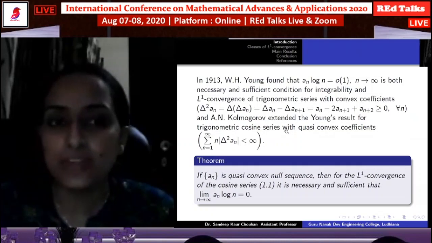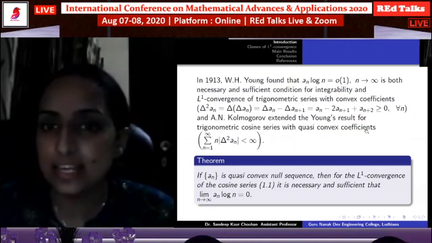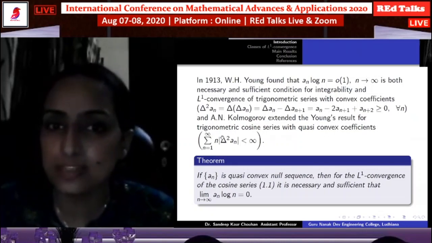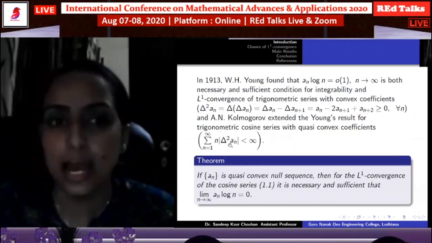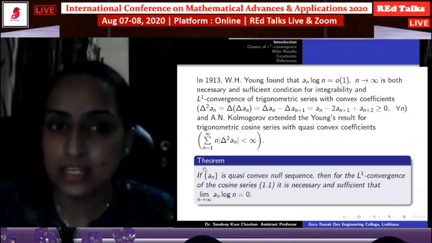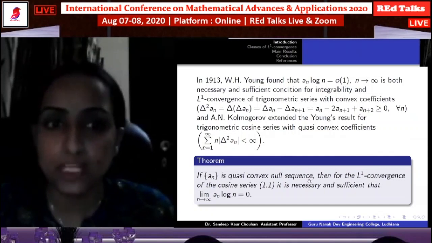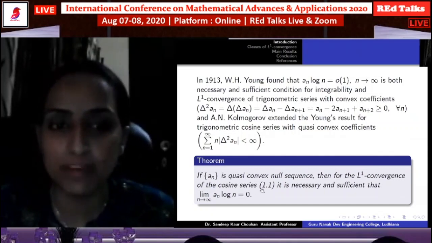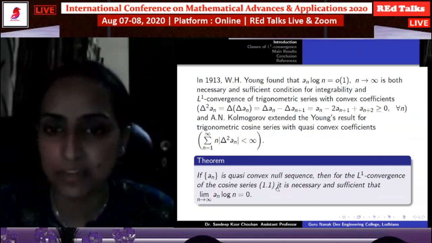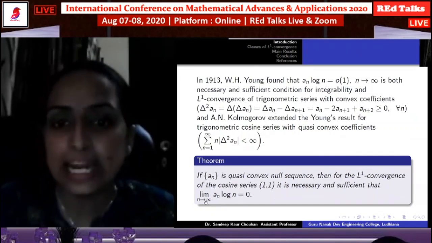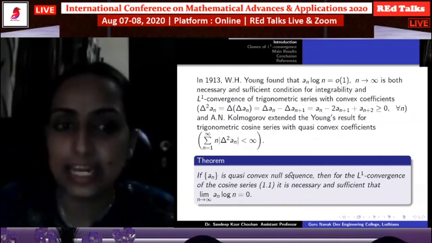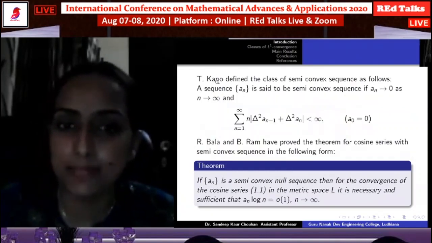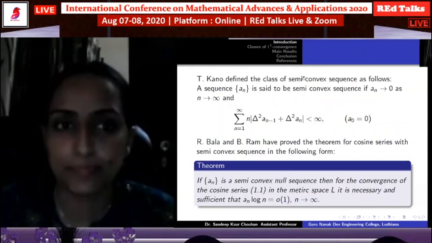In 1923, Kolmogorov extended the Young result for trigonometric cosine series with quasi-convex coefficient. A sequence an is said to be quasi-convex sequence if this series is convergent. Kolmogorov proved the theorem: if an is a quasi-convex null sequence, then for the L1 convergence of the cosine series 1.1, it is necessary and sufficient that an log n goes to 0 as n approaches infinity.